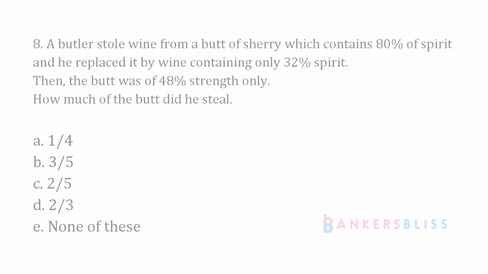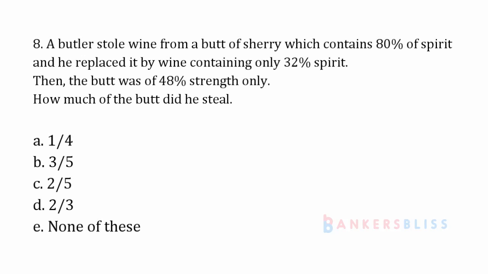See here, a butler stole wine from a butt of sherry which contains 80% of spirit, and he replaced it by wine containing 32% spirit. Then the butt was of 48% strength only. How much of the butt did he steal?